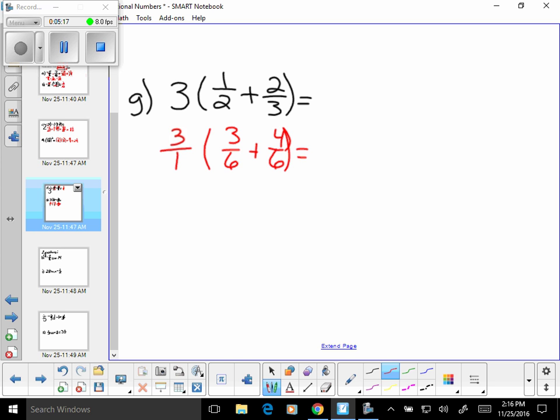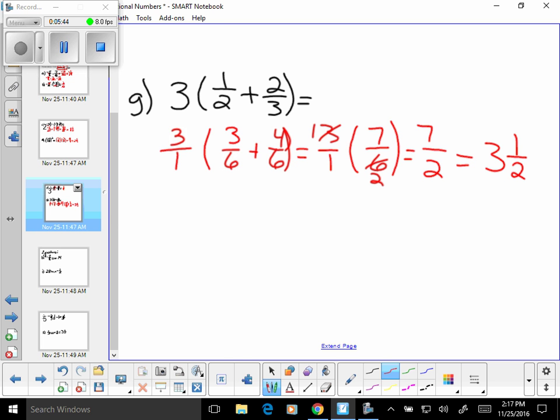Oops. Now, that means I'm going to have 3 over 1 times 7 over 6. Remember that when you add fractions, you do not add the denominators at all. You only add the numerators. But you have to have the common denominator. Now I can actually do some reducing. 1 and 2. 1 times 7 is 7. 1 times 2 is 2. And when I reduce, I get the improper, or I get the mixed number of 3.5.